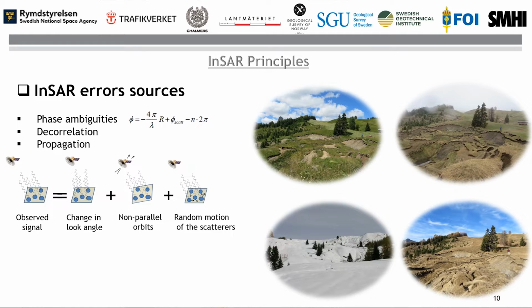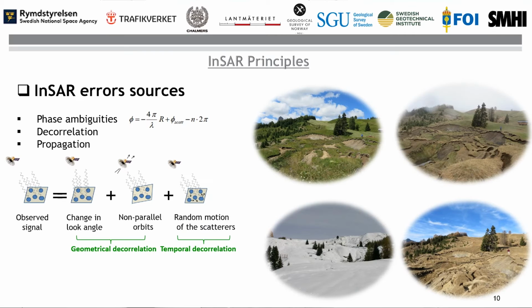And the second source of error is related to decorrelations, and here we can see the observed signals consist of a change in the look angle, non-parallel orbits, and random motion of the scatterers on the surface. The first two terms are called geometrical decorrelations, and the last term is temporal decorrelation. The picture on the right is a good example of temporal decorrelation.